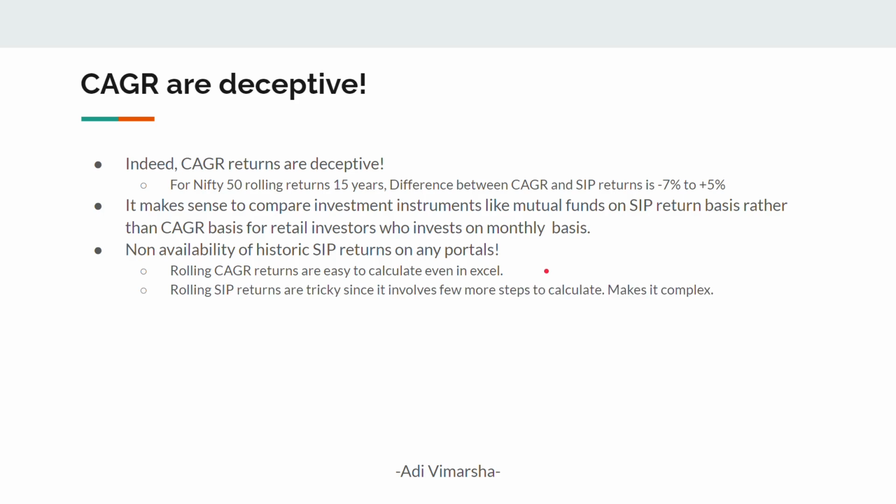But rolling SIP returns, that is XIRR returns, are slightly tricky since they involve a few more steps to calculate, which makes it complex. I'm not saying it is not possible to calculate XIRR returns in Excel. You can do it for one case, but to do it for this longer time frame, having more than 4,000 data points, makes it really complex. But anyway, in this analysis, from now onwards, we will use only SIP returns for all our upcoming analysis.